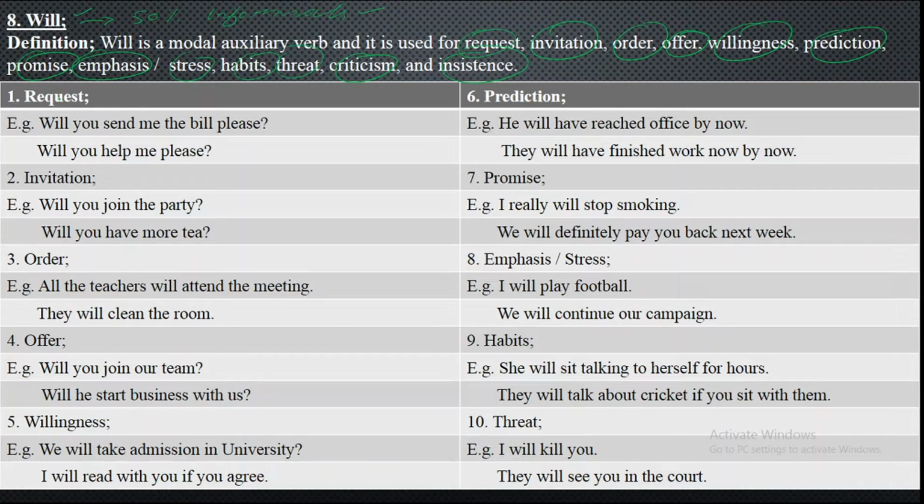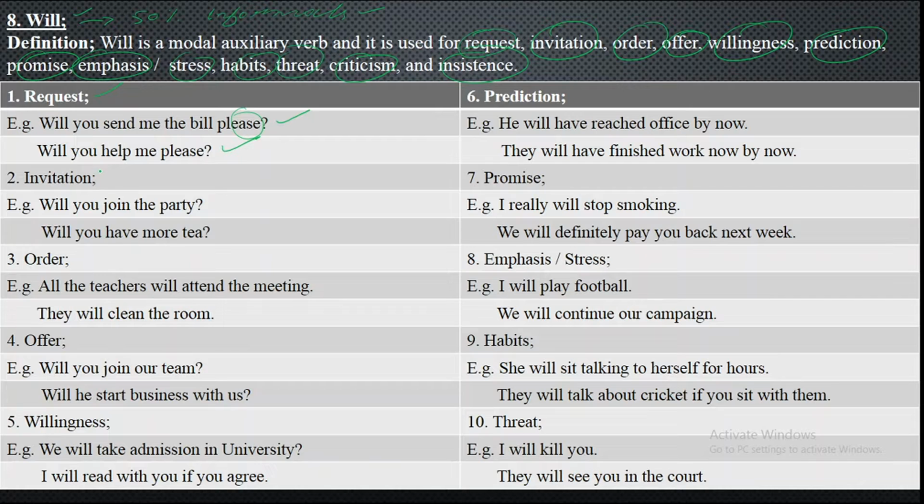Now we have got the first usage of modal auxiliary verb, that is known as request. We use it for request like, will you send me the bill please? This is known as request. And for the sentences of request, you will be using please at the end. Or you can bring it at the beginning, please, will you send me the bill? Both are right. And will you help me please?